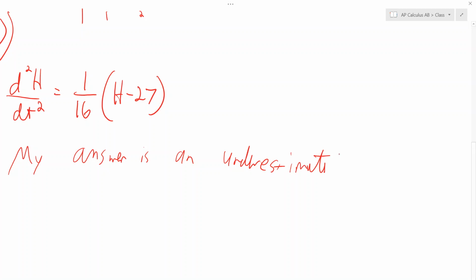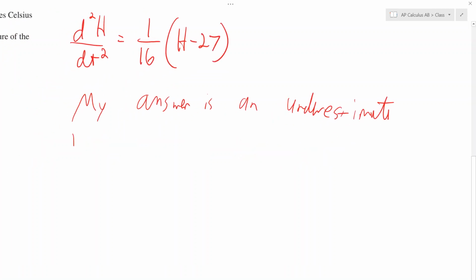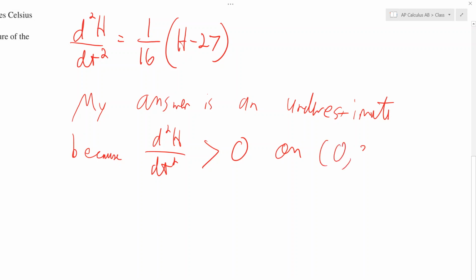But just so we get some practice, I'm going to write this out. It's an underestimate because d squared h over dt squared is greater than 0. True? And you should say where. Where is it greater than 0? On what interval do we really care about in this particular question? From where to where? From 0 to 3. Does that make sense?